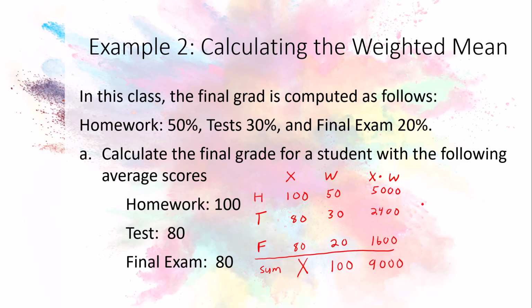So what is the weighted mean? Well, the weighted mean is going to be the quotient of 9,000 and 100, or specifically it's going to be 9,000 divided by 100, which will be equal to 90.